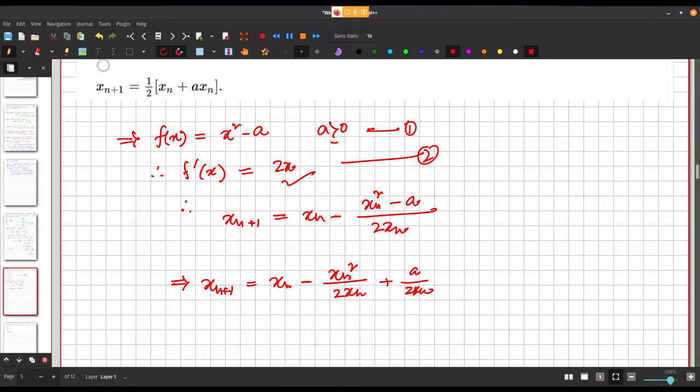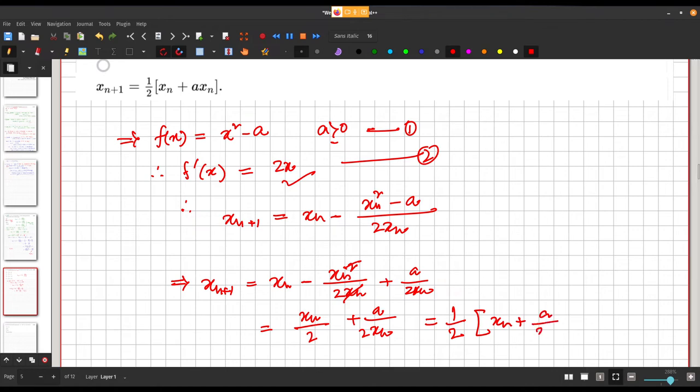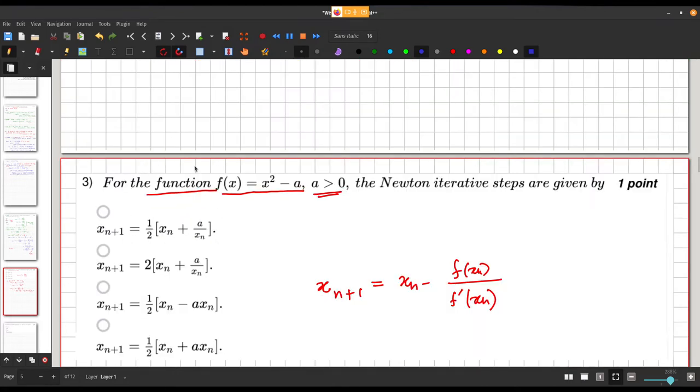So we can cancel one x_n here, and this will be x_n by 2 plus a over 2x_n, and we can probably take out 1 over 2 common. This will be 1/2 times (x_n plus a over x_n). Okay, so this is the answer of problem number 3. And let us check the options that are given. So we can see that the first option is the correct one.